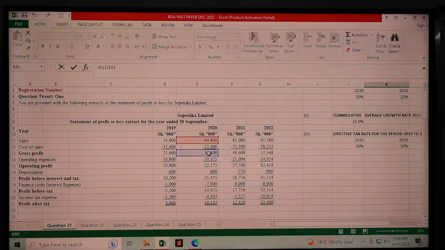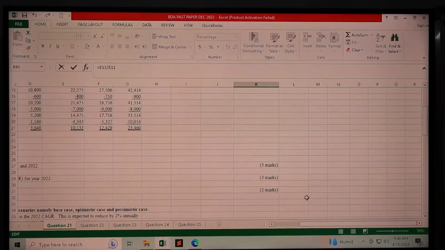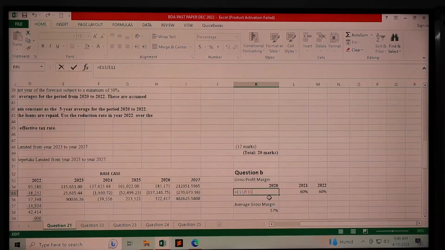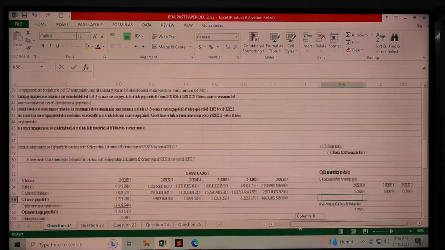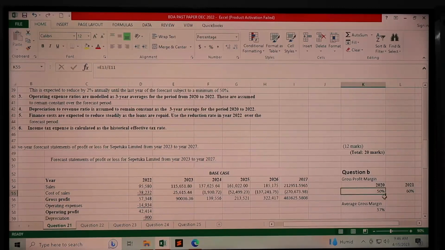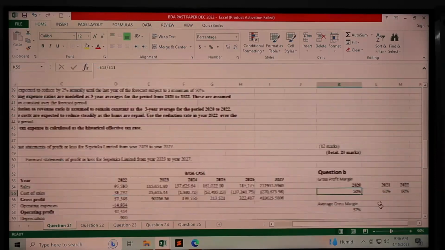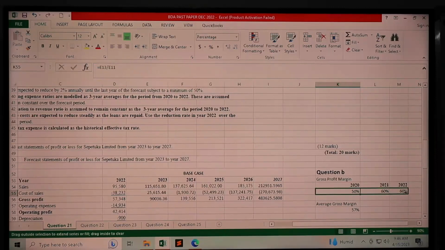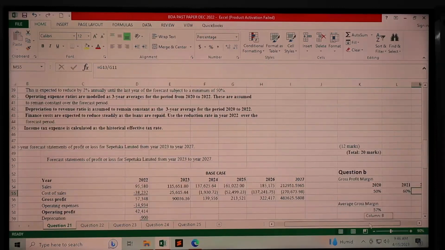You will have this gross profit over sales, then multiply by 100. This gives you the margin. Once you get that margin, here you've got a margin of 50%. You're told that for 2020, the gross margin was 50%. If you copy the formula across, it gives you the gross profit margin for 2021 and 2022.